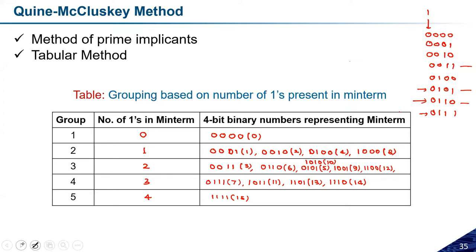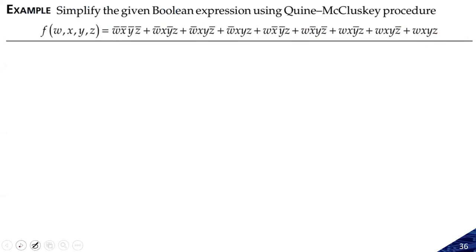Now let us consider an example and try to solve it. Suppose I have a function given like this, a very long function. It has four variables, so it is possible to solve with the help of a K-map, but I'm trying to solve this function with the tabular method, or the Quine-McCluskey method. So what is the first step? We have to group all the numbers based on the number of ones, so the first step is to assign the group number to all the minterms.